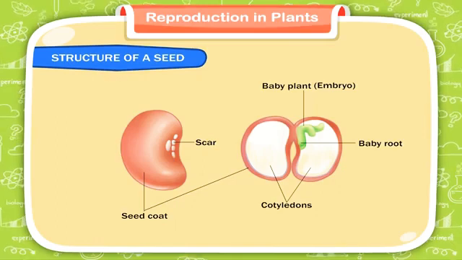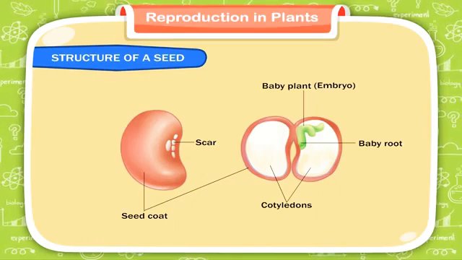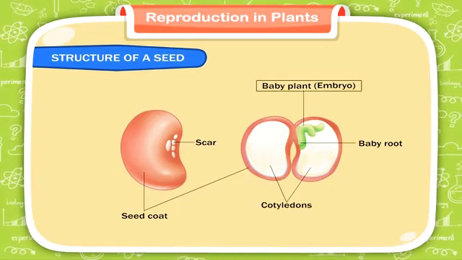It has a scar. This is the place where it was attached with the fruit. The scar has a tiny hole on it which allows water to enter the seed. Inside the seed coat, a seed has seed leaves. These leaves are known as cotyledons. These leaves cover the baby plant between them. The baby plant inside the leaves is known as embryo.